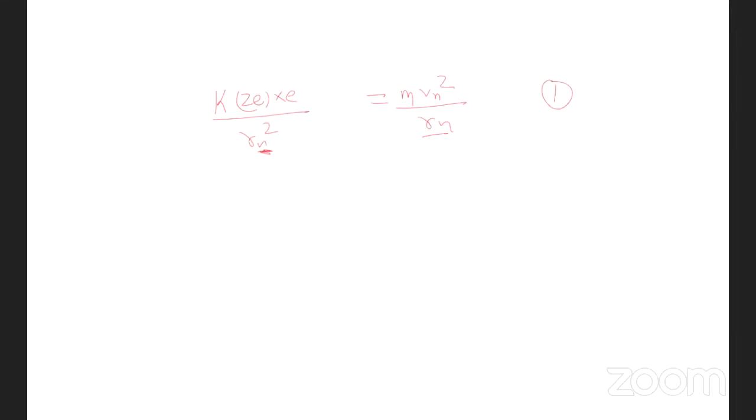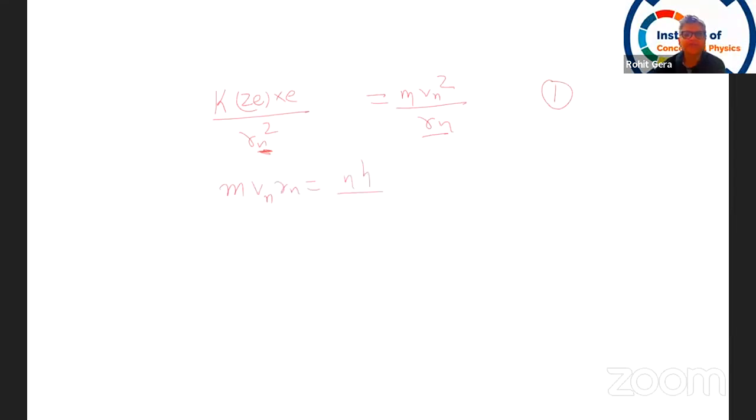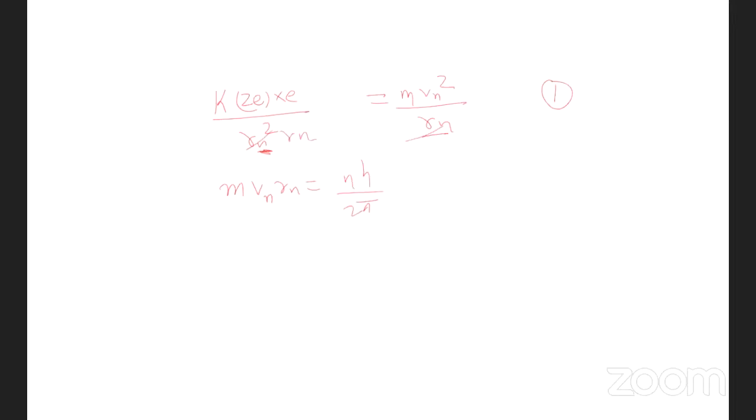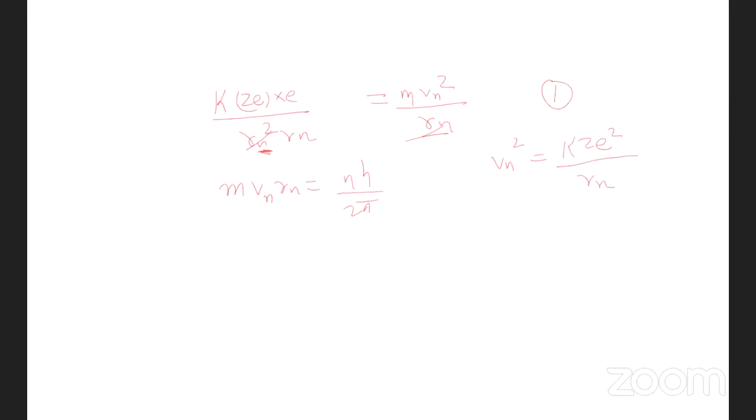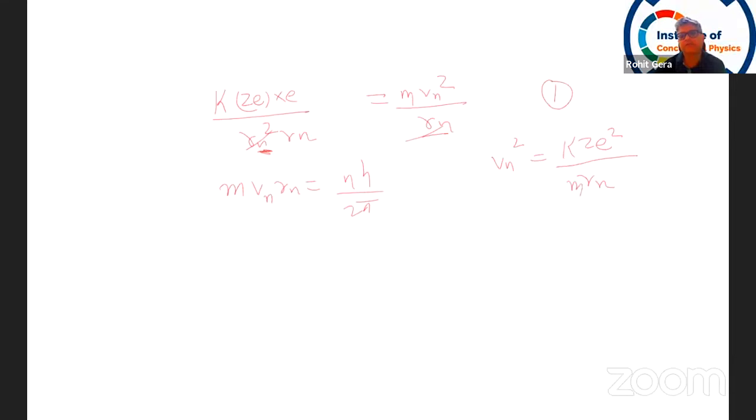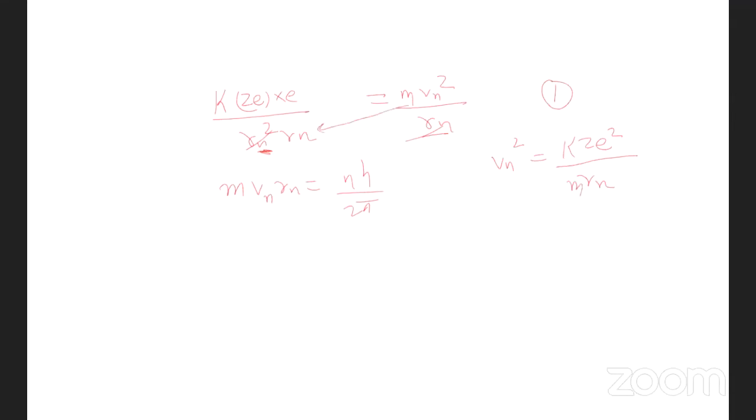So you know the quantization of angular momentum, right? So I will just cut this. So this will become rn. And this will become Vn square is equal to k Ze square upon m Rn. And an m here because I'm bringing this down. K is Ze square, right?